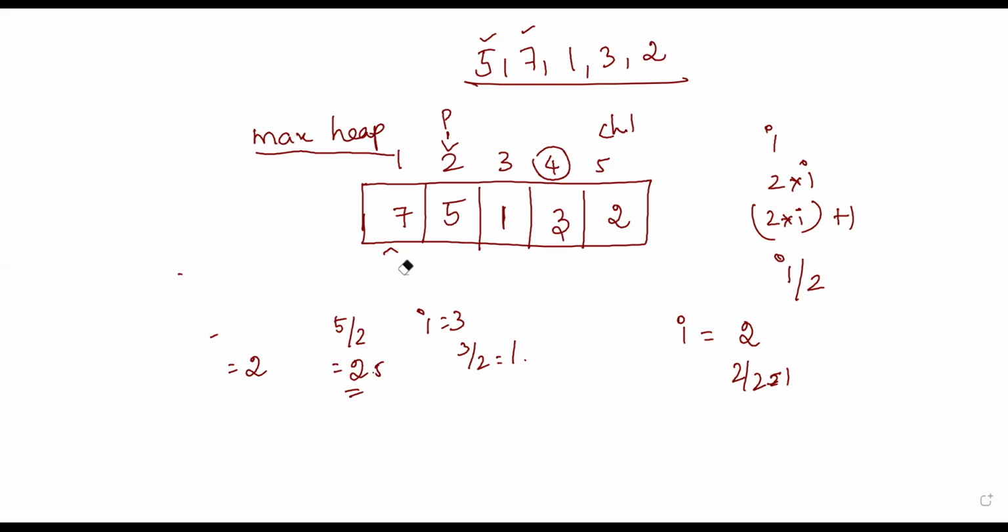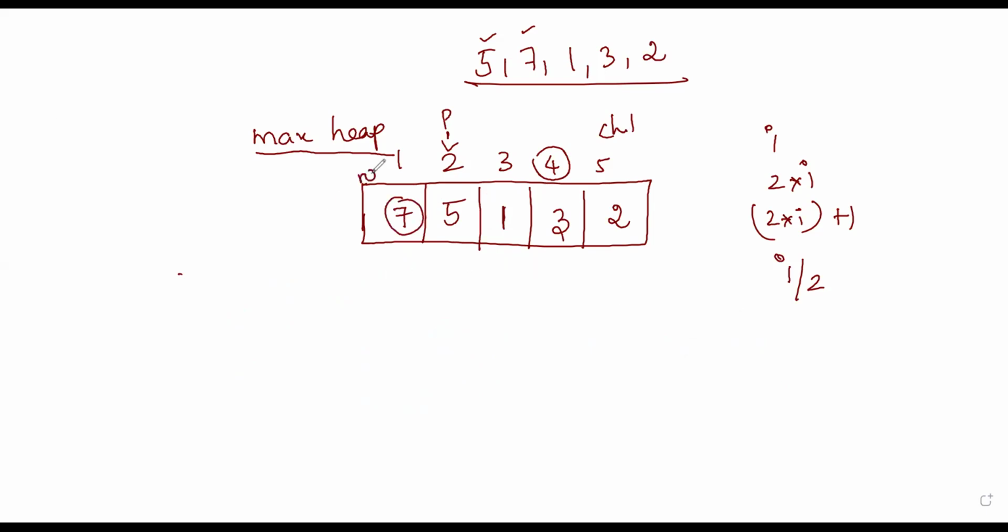Okay, so now we'll do the deletion operation. How do we do the deletion operation? The first element is always the root node, so always this element will be deleted. The element in the first position, the first box, will be deleted because this is the position of the root node. So the first element to be deleted is 7. So I have deleted 7.